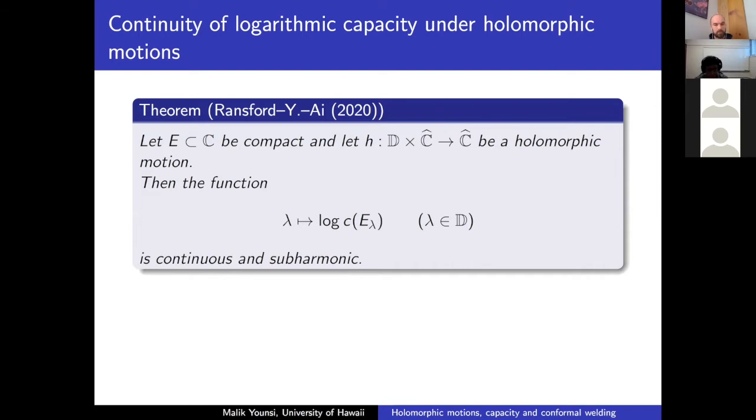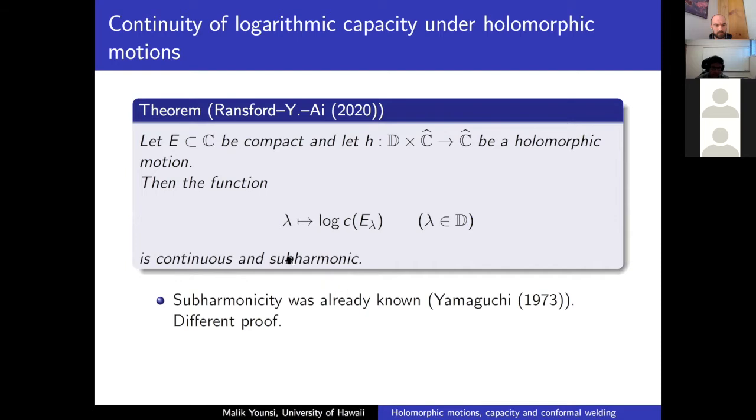Let me maybe mention that the subharmonic part is not new. It actually follows from a result of Yamaguchi, a more general result on behavior of logarithmic capacity under something called analytic multifunction, which is a generalization of holomorphic motion. But the proof that we gave is different in the setting of holomorphic motions, and it gives, for holomorphic motions, the continuity that we wanted.